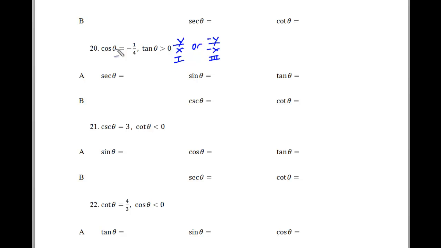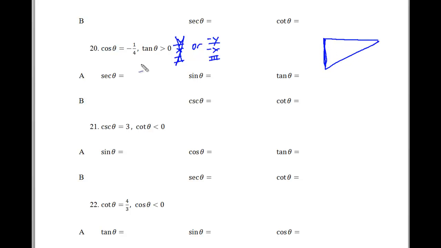So we have to look at our cosine and see that, well, since our cosine is a negative number, then there has to be a negative value over the hypotenuse, so therefore this is not in the first quadrant, it's in the third quadrant. So here we go. I'm making another triangle in the third quadrant.